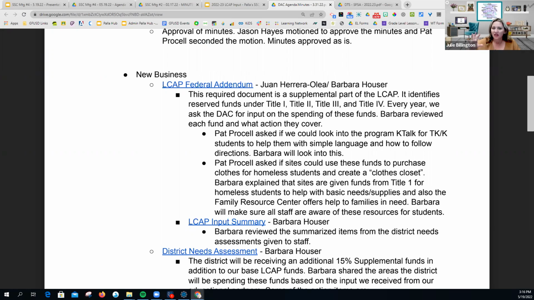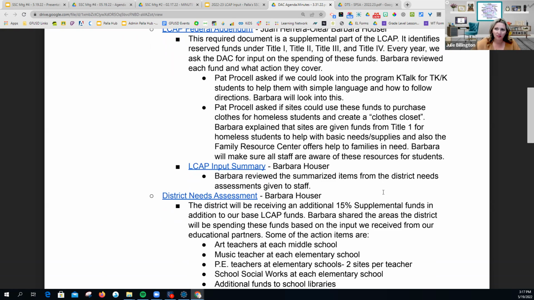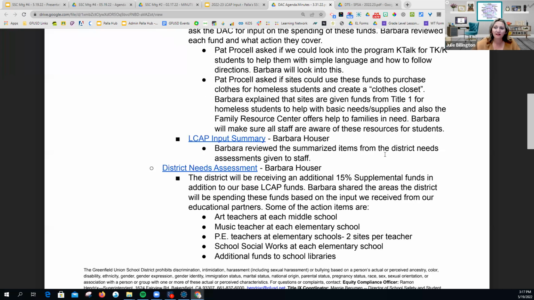And so it looks like they were talking about different programs, looking into a program called K-Talk for TK and K. Barbara is a lady that works in our district office for our categorical programs, our funding programs. So it looks like she's going to be looking into a certain program for TK and K to help them with simple language. They also talked about how a parent or staff member was interested in using funds to purchase clothes for homeless students. But Barbara explained how we do have funds, but it's for basic needs and supplies. And when it comes to more of the clothes and those kinds of things, we do have our Family Resource Center that helps with that piece.